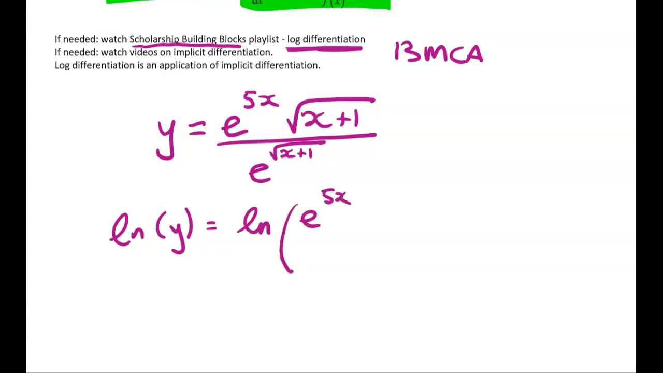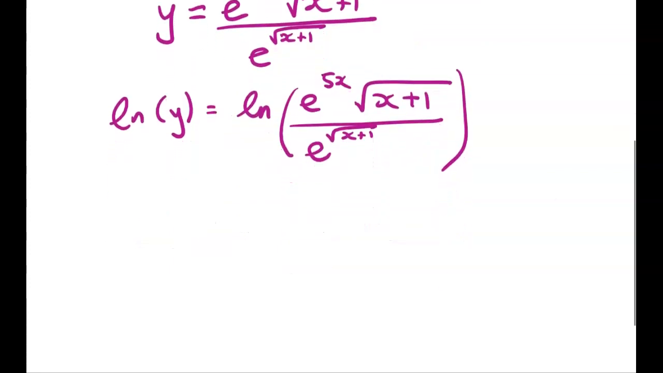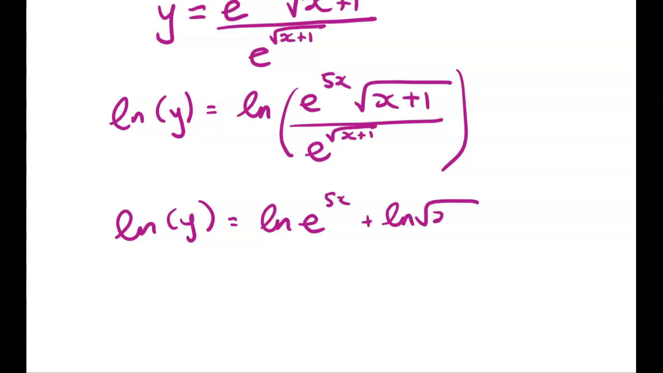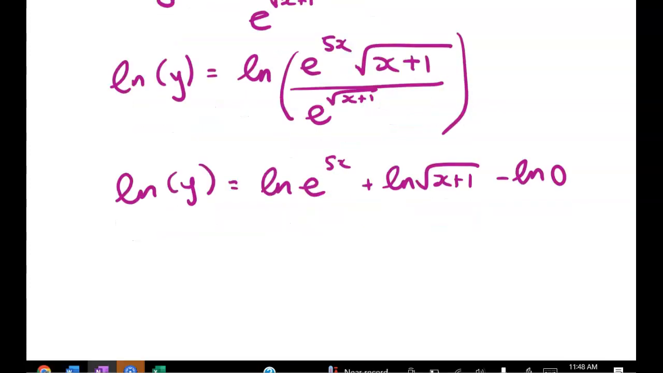So I'm writing this out really slowly. It would be fine to go straight through to the log split up if you were doing your working, if you're confident. So we get the natural log of y is going to be equal to the natural log of e to the 5x plus the natural log of root x plus 1 minus the natural log of e to, why is it doing that? Just a sec. Okay. I think I fixed that up. So this should be the natural log of e to the root x plus 1.